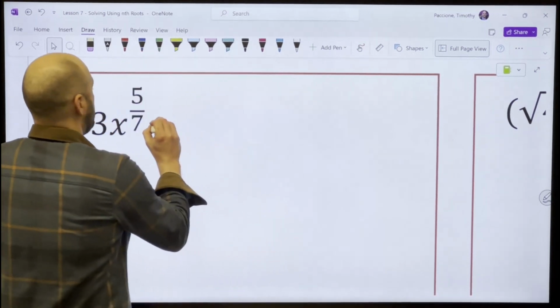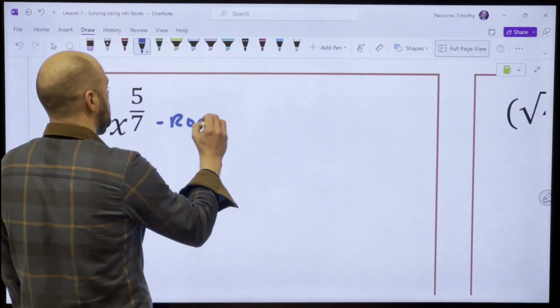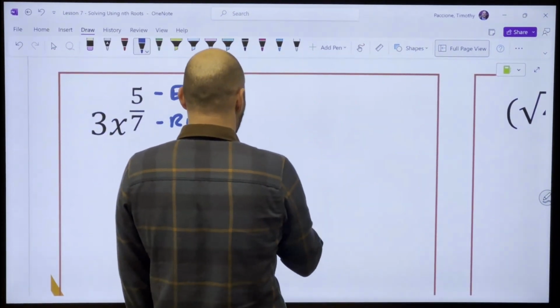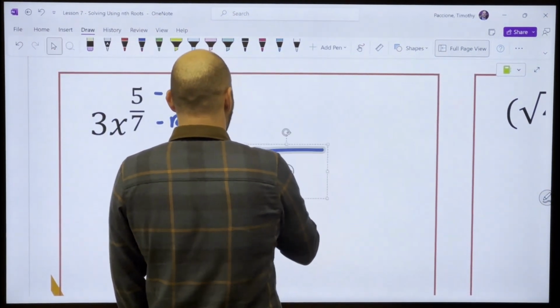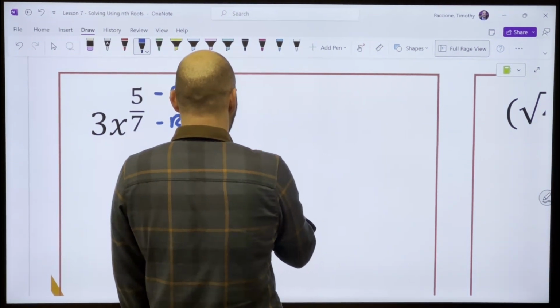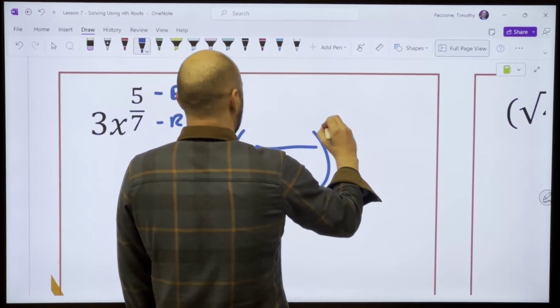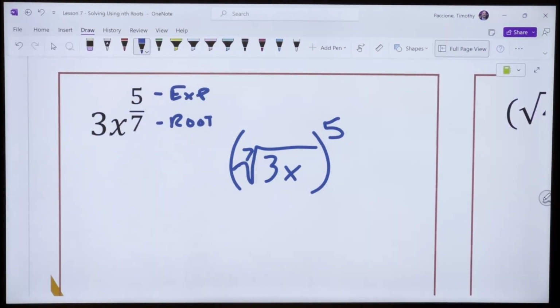All right, so we got root, we got exponent. Oops, I forgot to put a little 7 in there. 7th root of 3x to the 5th. Only x goes in the root because there are no parentheses around the x and the 3.